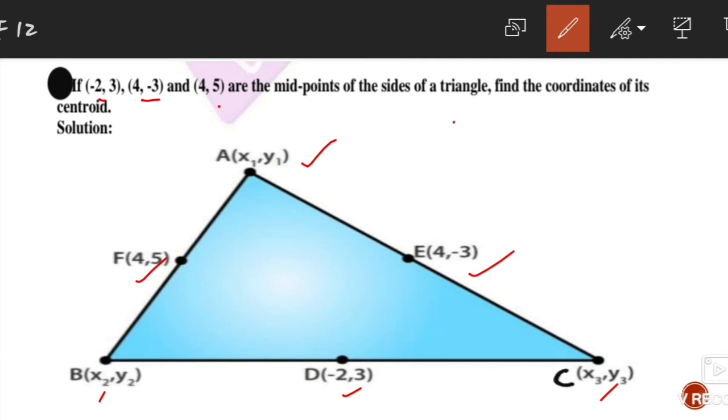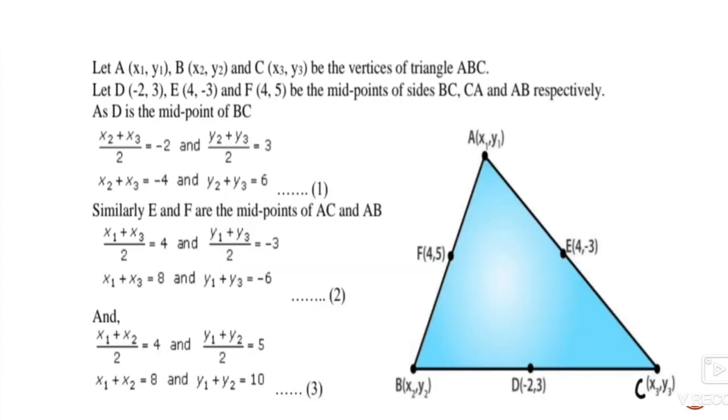Okay, so I will consider the vertices A, B, C as x1, y1, x2, y2, x3, y3 respectively. But here you have to find the coordinate of the centroid. Okay, so let's check the solution.